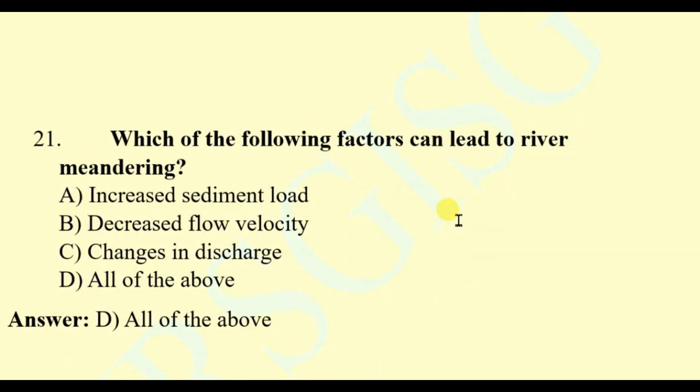Question number 21. Which of the following factors can lead to river meandering? Increased sediment load, decreased flow velocity, changes in discharge, all of the above. Here the right answer will be all of the above, meaning increased sediment load, decreased flow velocity and changes in discharge.